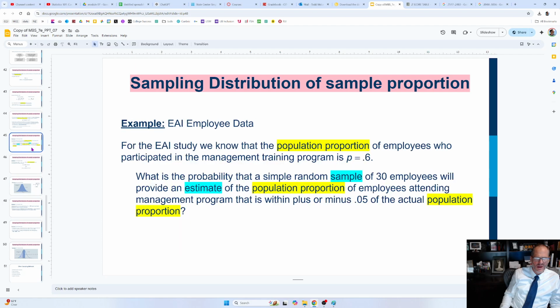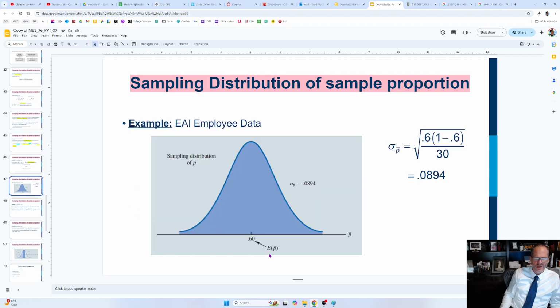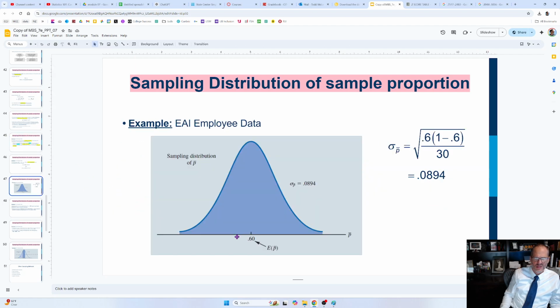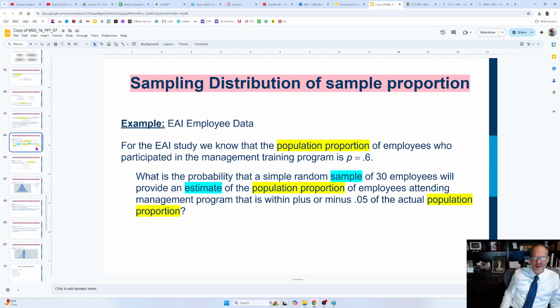And we want to know how much is 0.05. So we're going to go from 0.05 this way and 0.05 this way, so we're going from 0.55 to 0.65. Does that make sense? Because we're looking 0.05 on each side of that. And then we want to see if this is a good estimate of the population proportion.